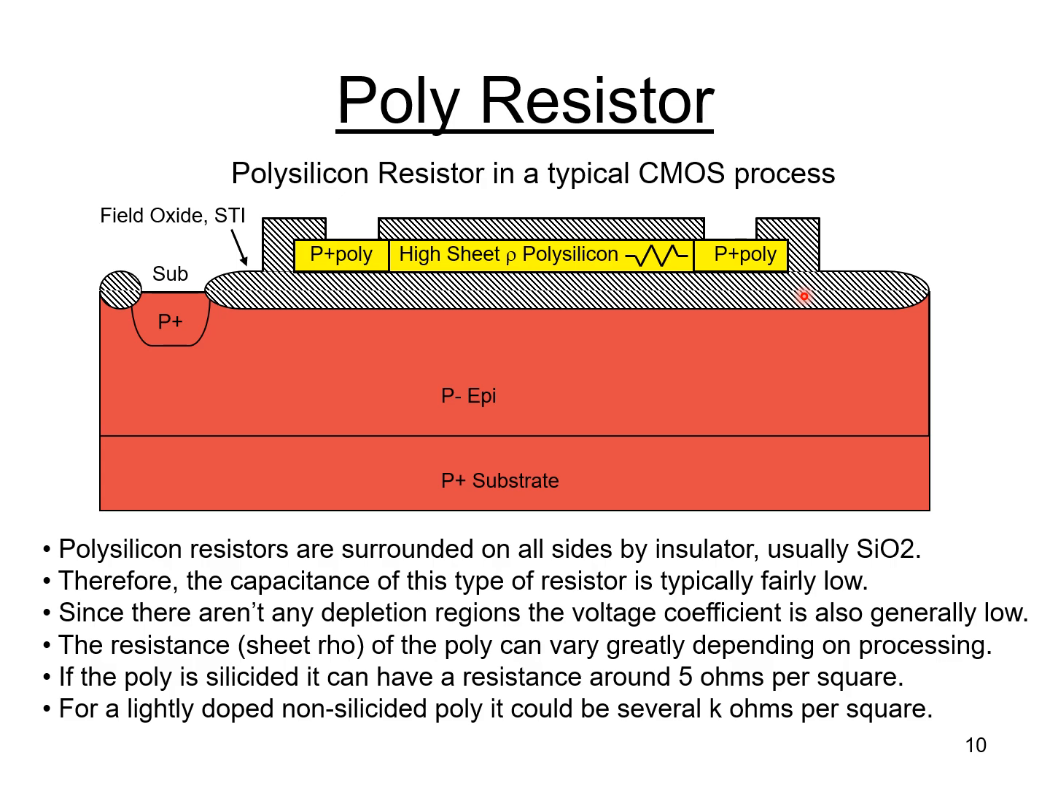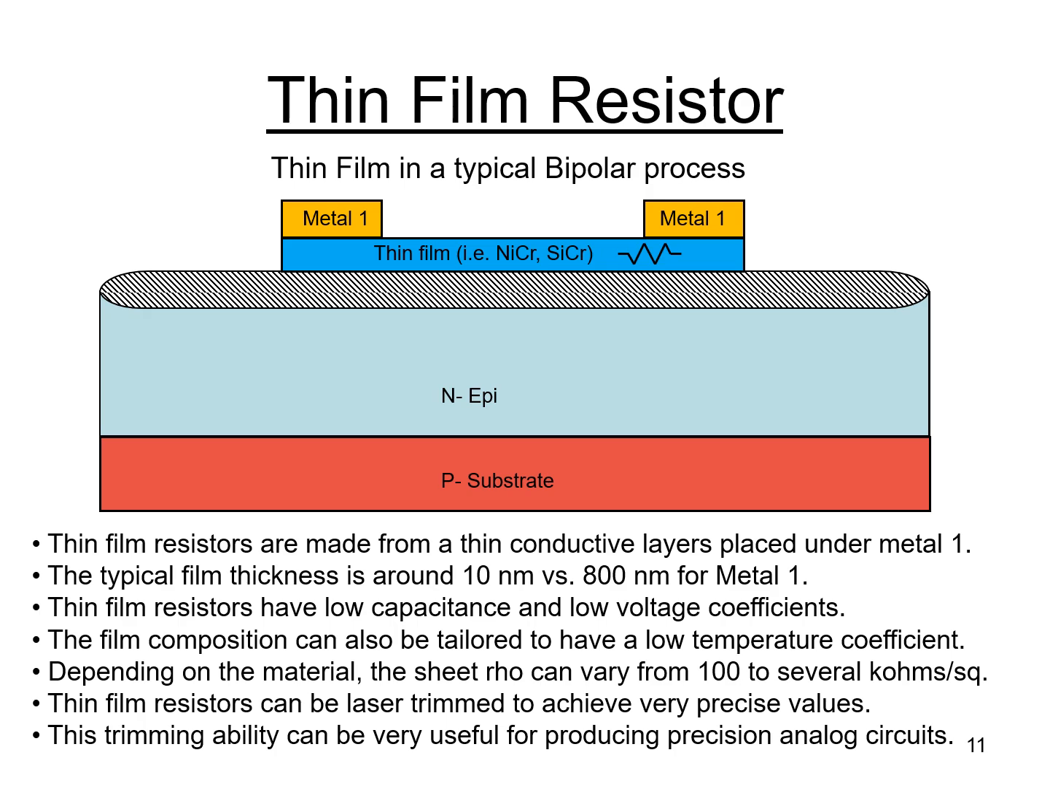If the polysilicon is completely covered in silicide, you could have a resistivity somewhere around 5 ohms per square, which is pretty low. If you have a lightly doped poly and the silicide is blocked, the sheet rho could be very high, several kilo ohms per square. So there's a whole range of resistors you can make out of polysilicon, and they're very, very useful in many cases. Next, I'd like to talk about thin film resistors.